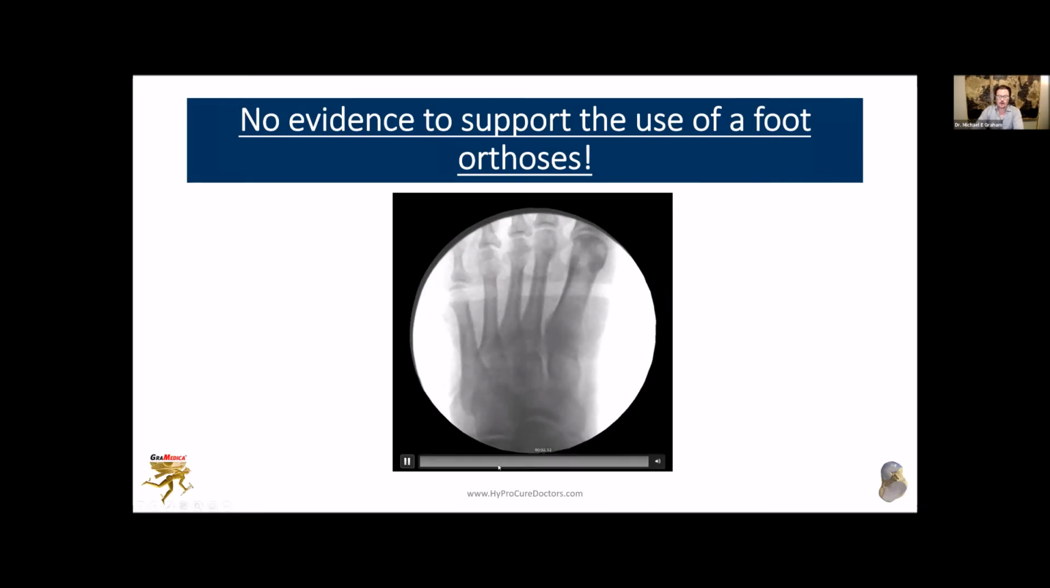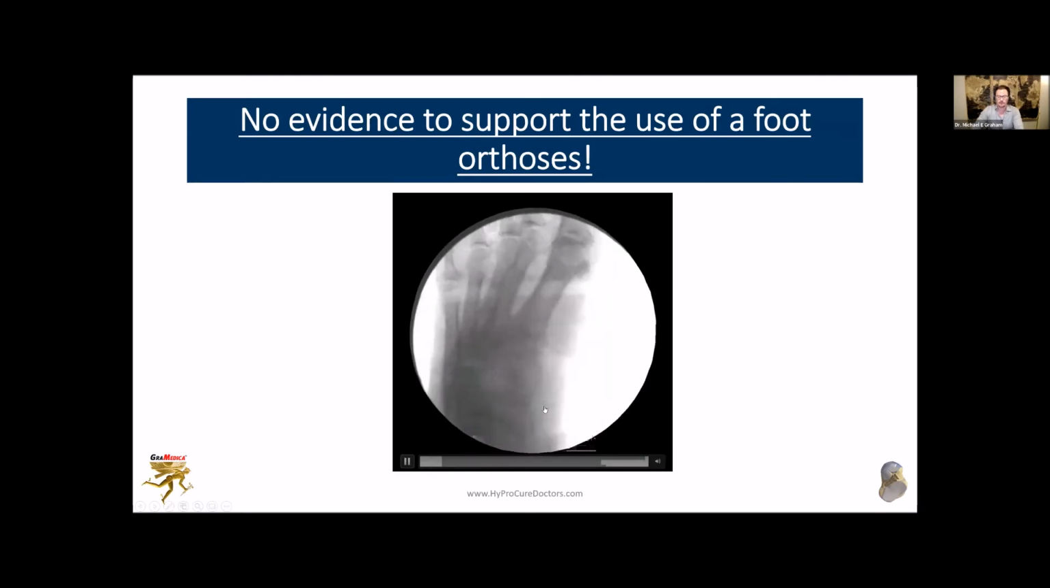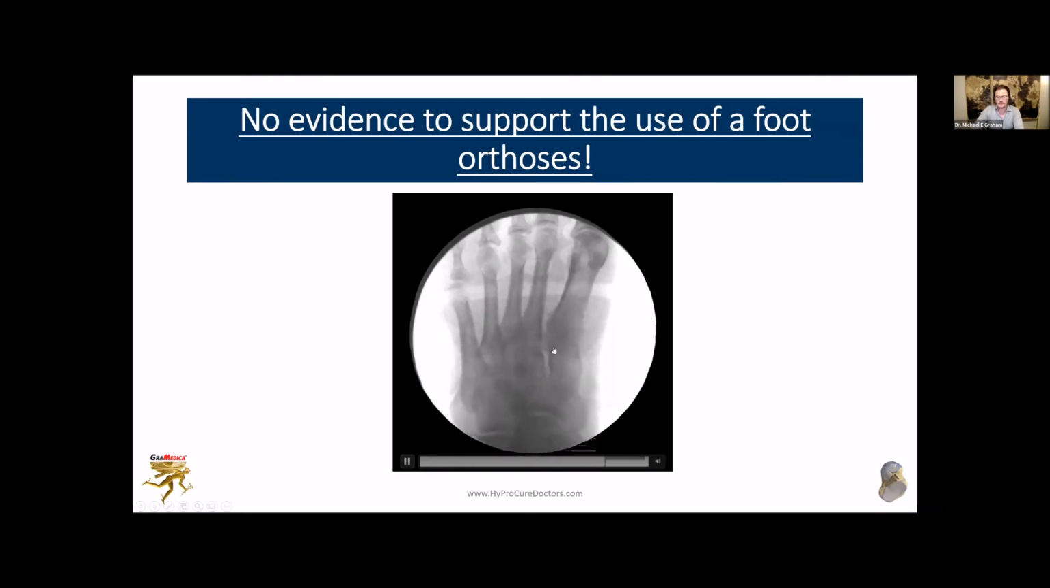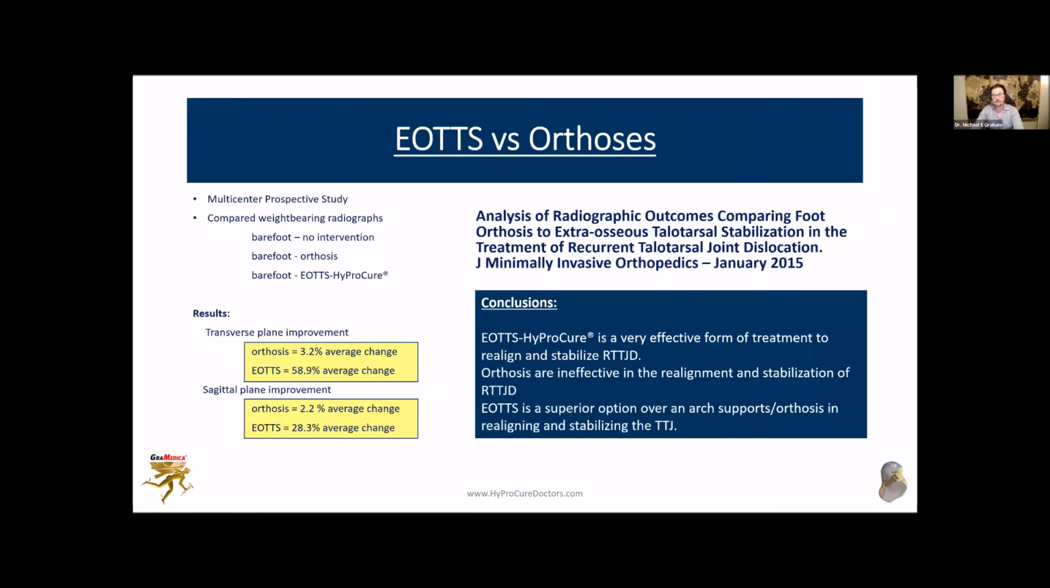And when somebody's walking, an orthotic cannot prevent the partial dislocation of the talus on the calcaneus. It cannot stop that subtalar joint hyperpronation. So we still have those same excessive forces pushing that metatarsal bone out of alignment. That brings us back to extraosseous talotarsal stabilization, and this is an effective form of treatment when it comes to the stabilization and realignment of the subtalar joint, of the talotarsal joint.